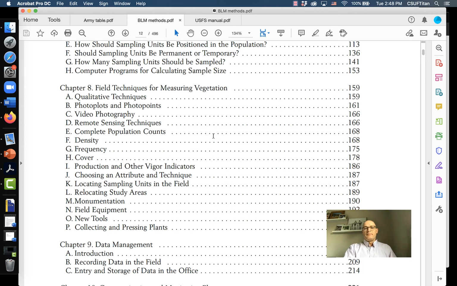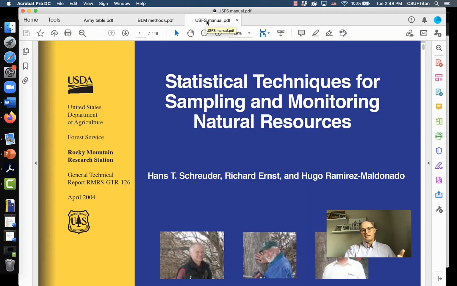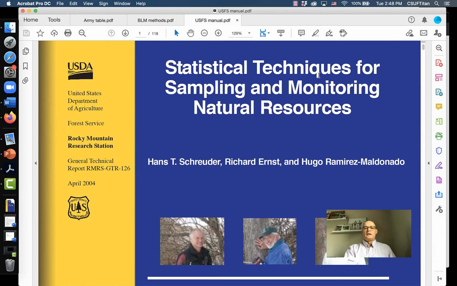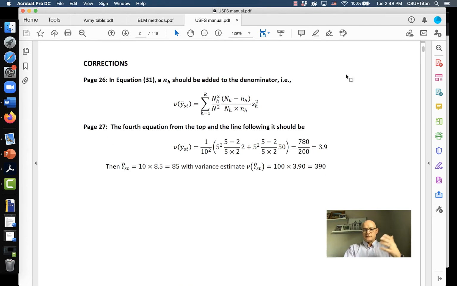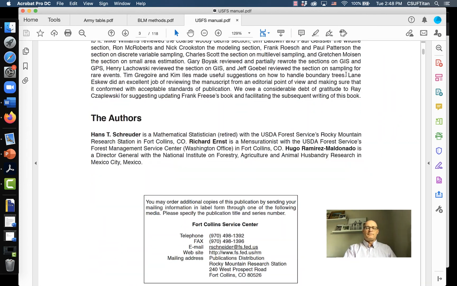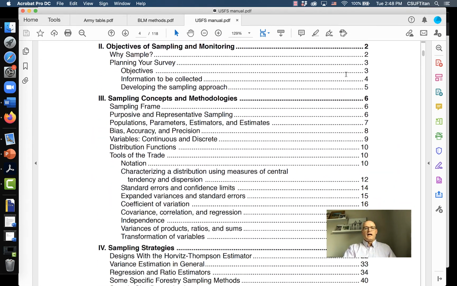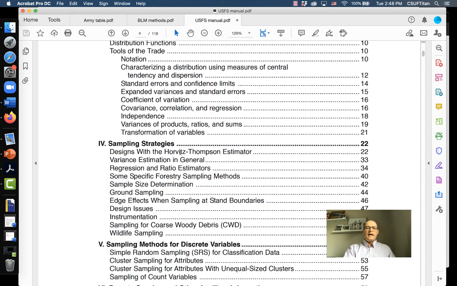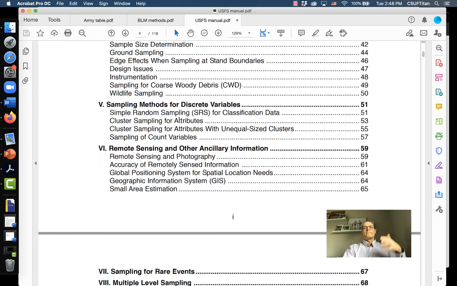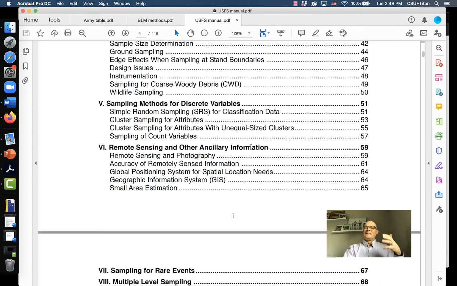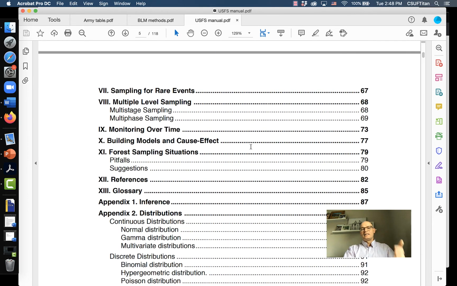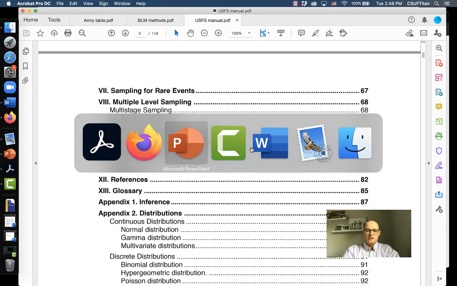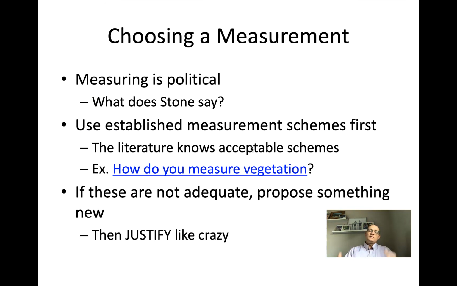Just to show you again, the Forest Service has their own different approach. And these were written, once again, a little bit older. They have the estimation formulas. How do you do it? Tools of the trade. How do you sample? Discrete variables, accuracy, multi-level sample, multi-strata sampling. There's all sorts of methods out there that we should at least pay attention to if we're going to choose a measurement strategy. If we're going to go out and do this work, let's do it right.